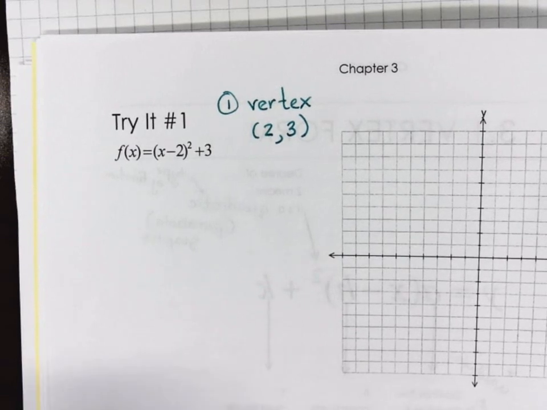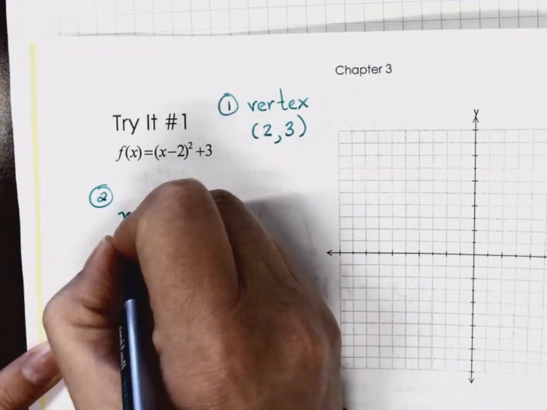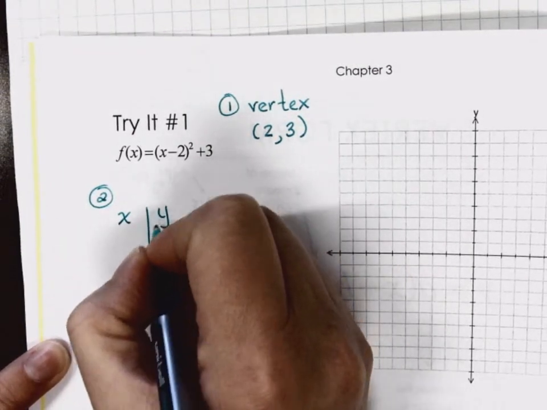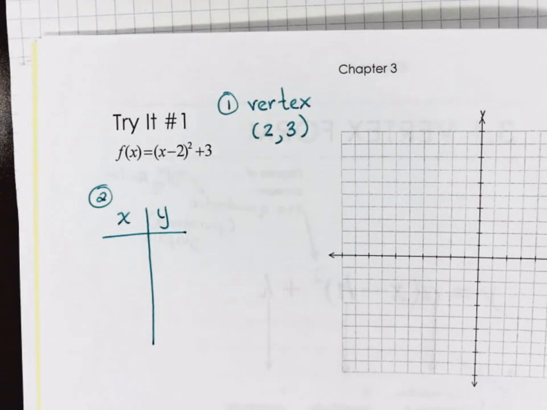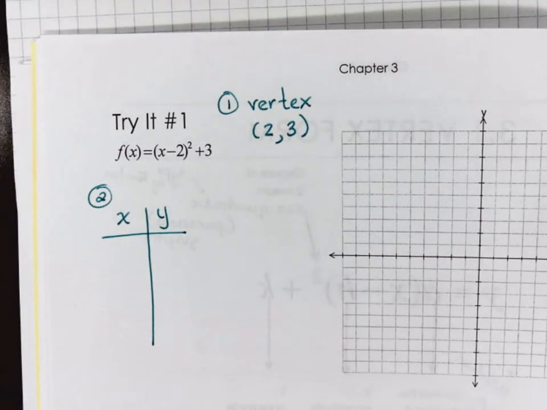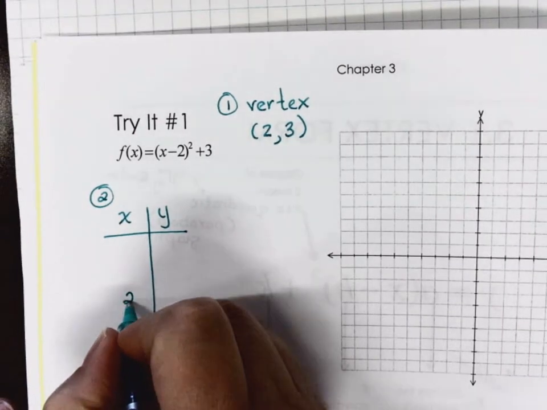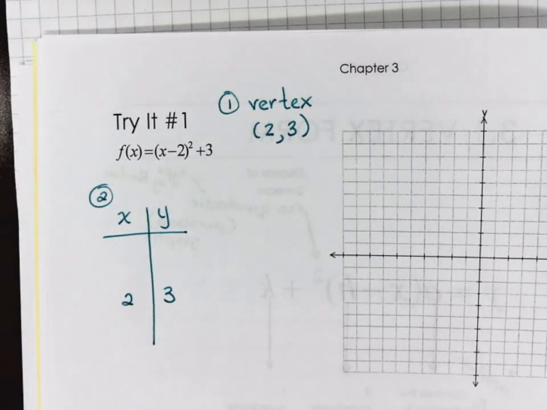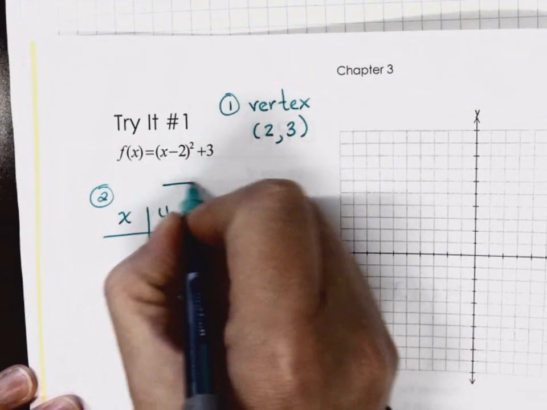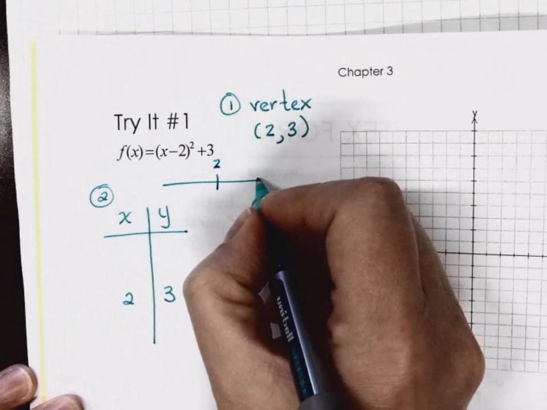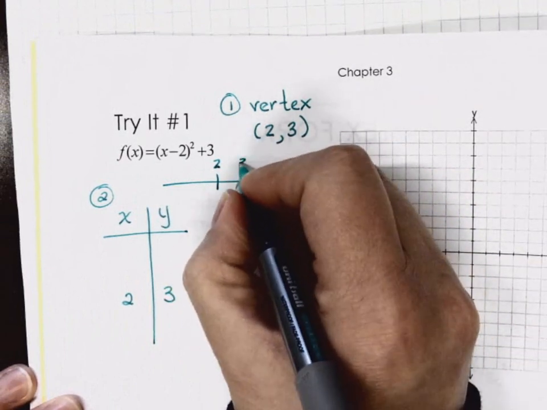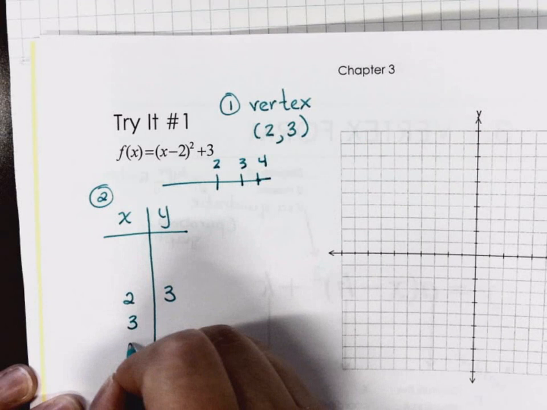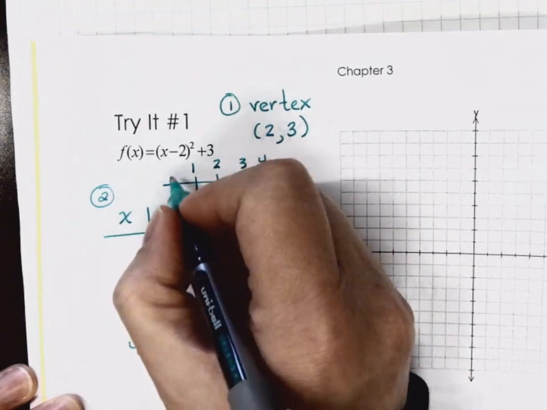So now for step 2, we're going to create a table of values, but we're going to be really purposeful. Remember how my favorite values were -2, -1, 0, 1, 2? And that didn't always give us the full picture. Now we're going to be really purposeful. I'm going to drop my vertex in the middle, and I'm going to pick some values to the left of the x, which is at 2, and to the right. So if we were to put this on a number line, I got 2 in the middle, and I'm going to pick 3 and 4, and then I'm going to pick 1 and 0.